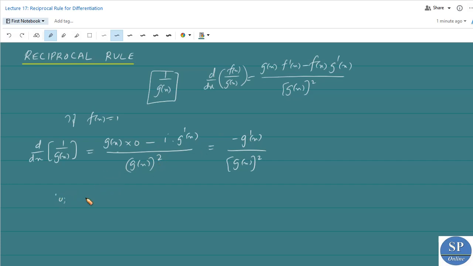That is, the reciprocal rule is d by dx of 1 by g of x is equal to negative g dash of x divided by g of x whole square. Or we can write d by dx of 1 by u is equal to negative 1 by u square into du by dx.